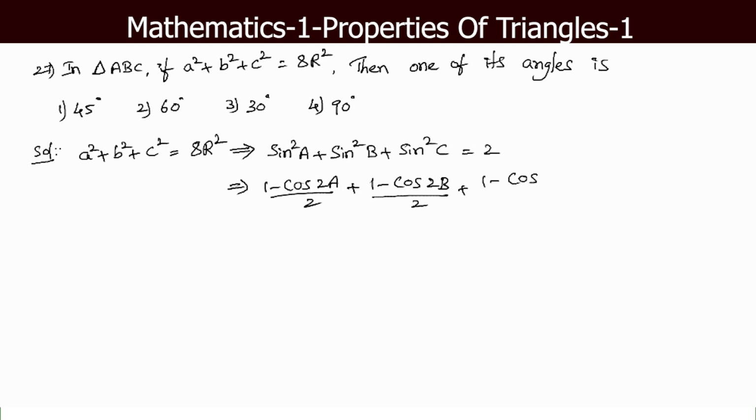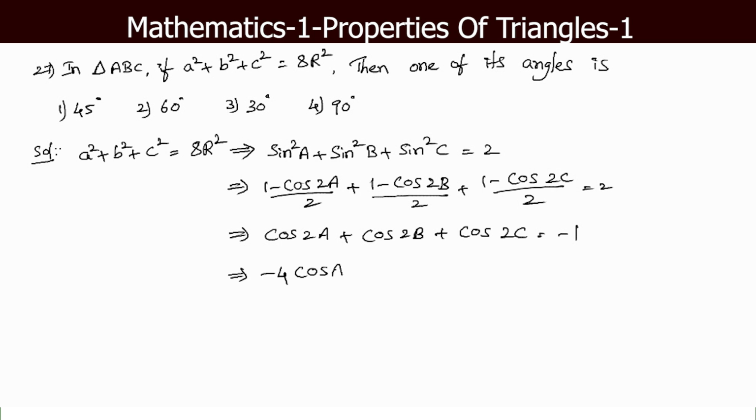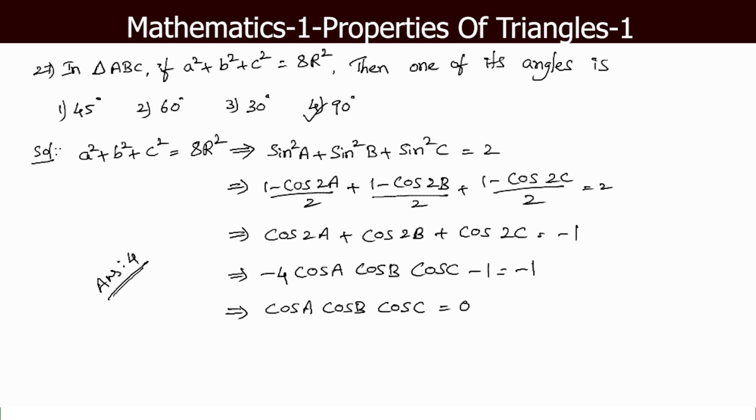But in any triangle, A plus B plus C is equal to 180, and cos 2A plus cos 2B plus cos 2C is minus 4 cos A cos B cos C minus 1, which is equal to minus 1, or cos A cos B cos C is equal to 0. So therefore one of the angles must be a right angle. So in any triangle, if a square plus b square plus c square is 8R square, then the triangle must be a right angled triangle. So correct option is option number 4.